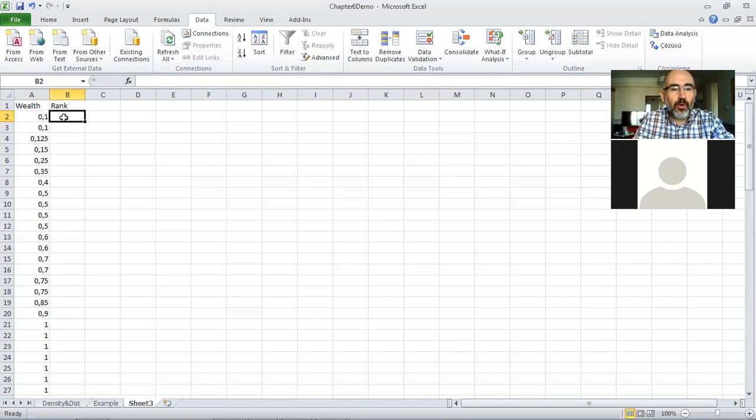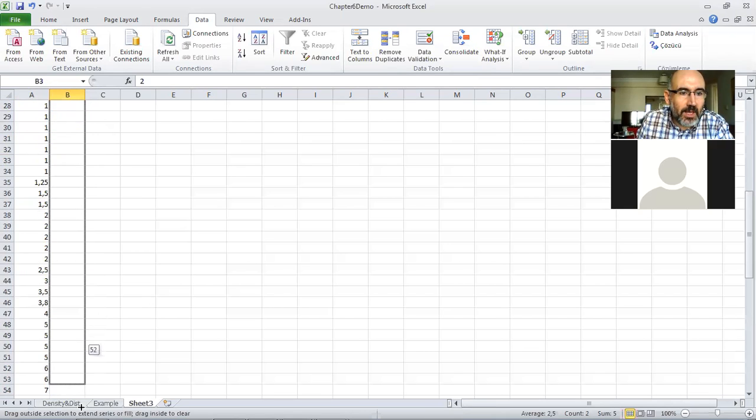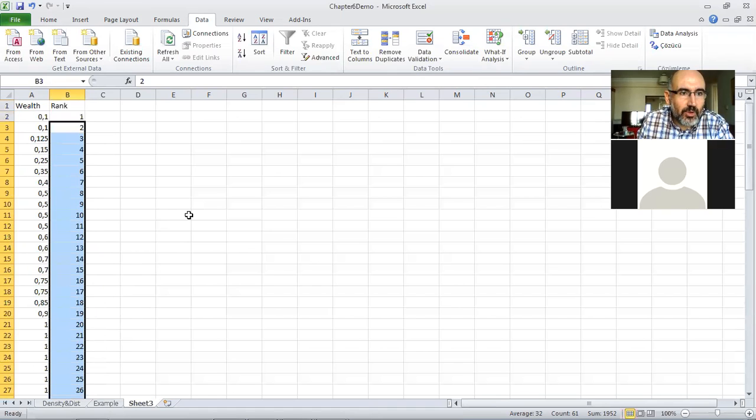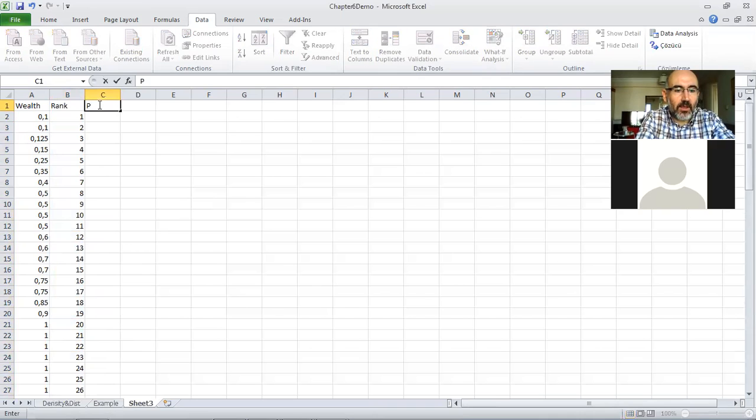So we just need to provide rank numbers, starting with the lowest. You can just use copy and paste, and expand the selection. We have 62 values, so that's the rank. Now, each rank can be turned into a percentile. There are different formulas for this, but I'll use rank divided by n plus 1. N plus 1 here is 63.